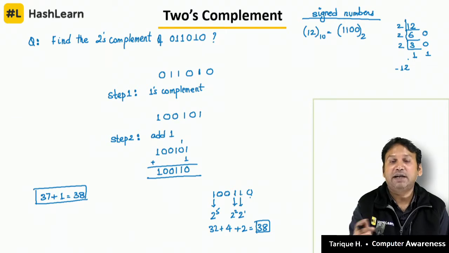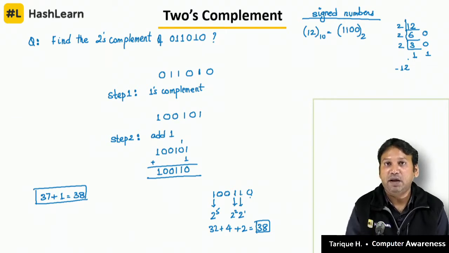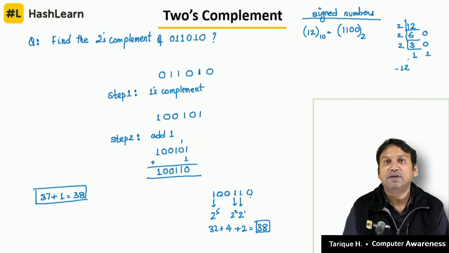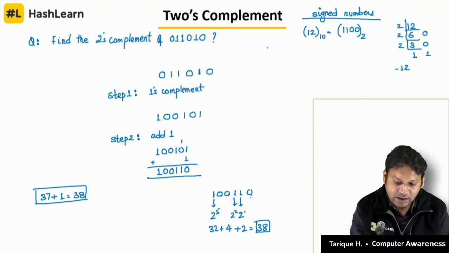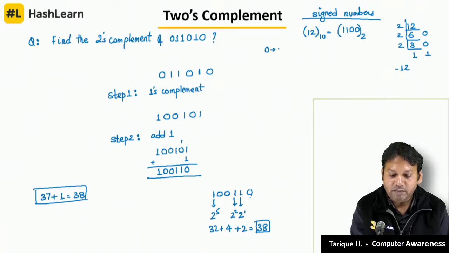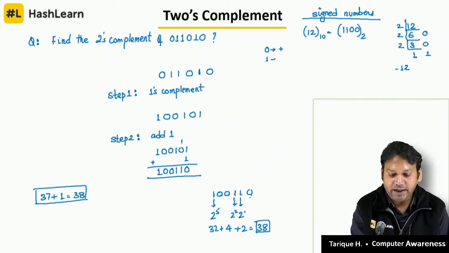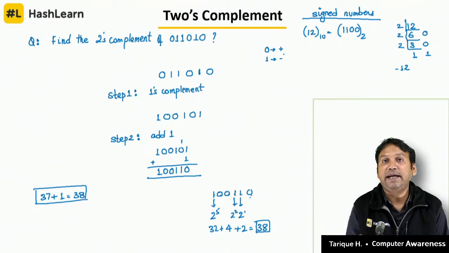Because computer does not understand plus and minus, it understands only 0 and 1. So how do we represent minus 12 in the binary form? For this, we have to use the leftmost bit in the number, and by using 0 and 1 we can indicate whether the number is positive or negative. So you understand here, 0 is plus or positive and 1 is negative in the signed binary number.